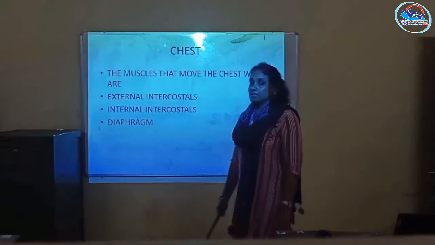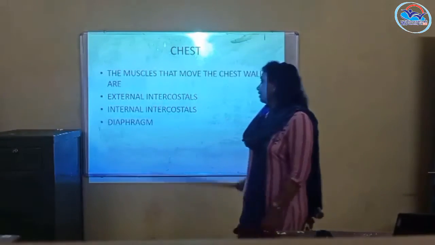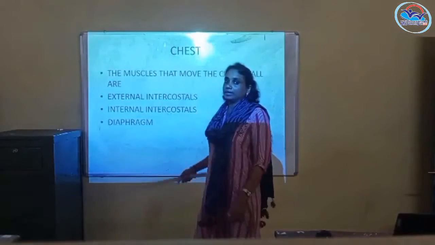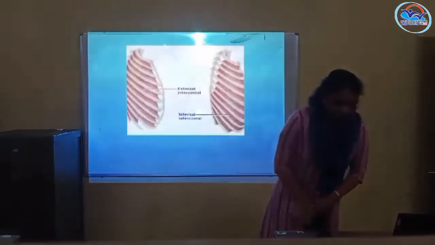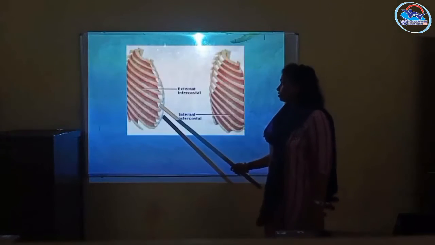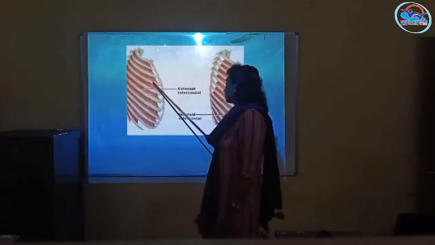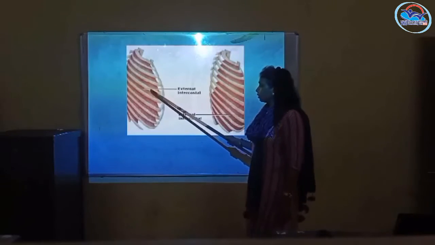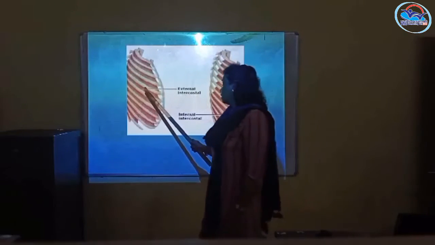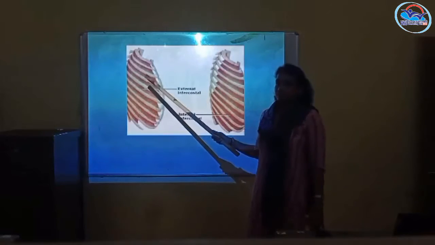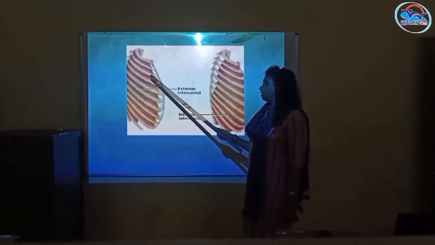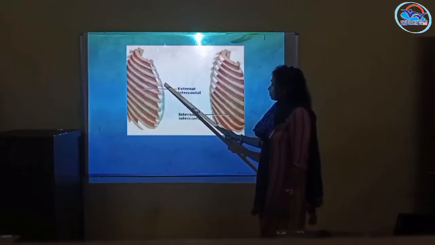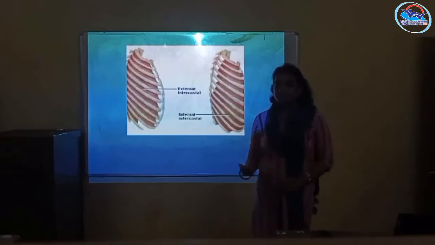Now, the muscles that move the chest are the external intercostal muscles, internal intercostal muscles and diaphragm. In this picture, you can see the ribs here. In this yellow color, you can see the ribs and inside that you can see the intercostal muscles. External intercostal muscle is found a little bit externally and internal intercostal muscle is found internally. They help in breathing.